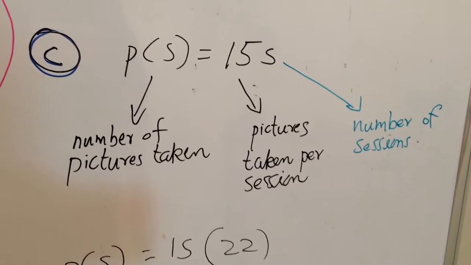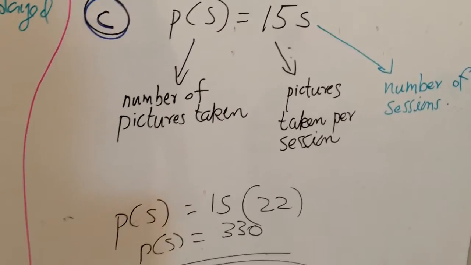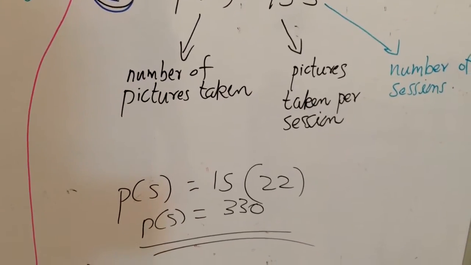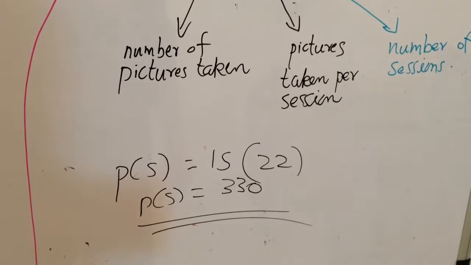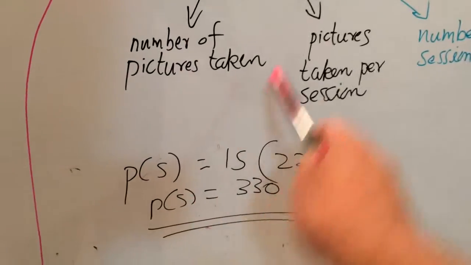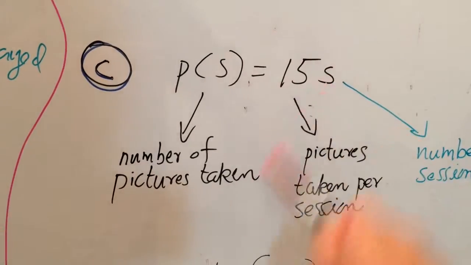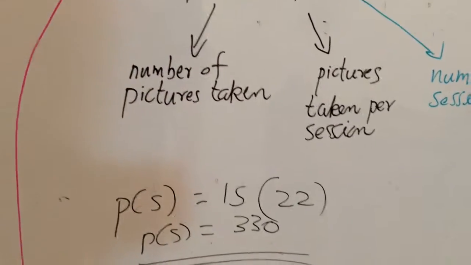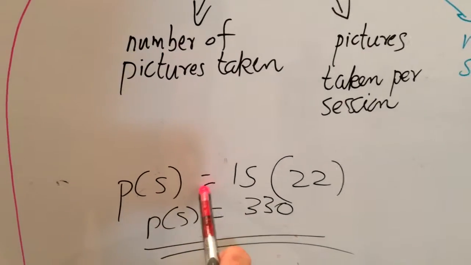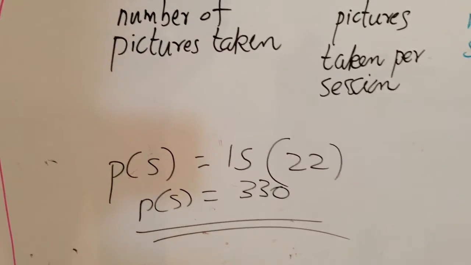So in this question, the question is really, how many pictures you can take in 22 sessions, right? So S, the number of sessions, would be 22 here. So P of S equals 15 times 22, so P of S equals 330.